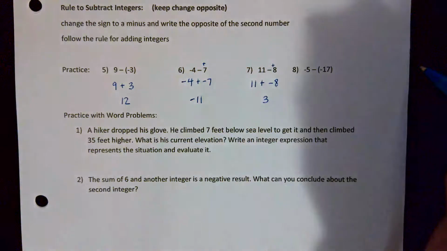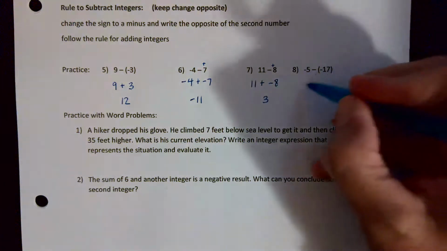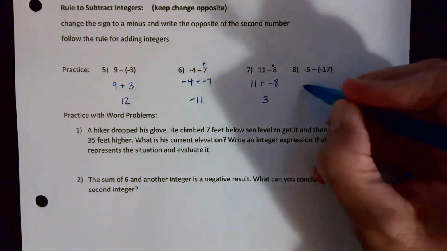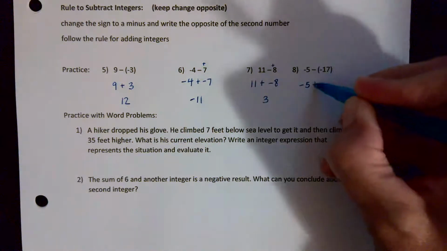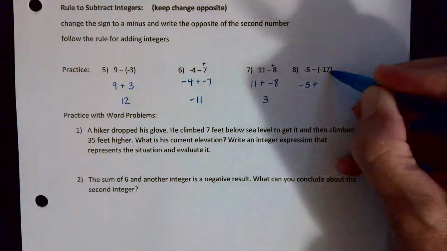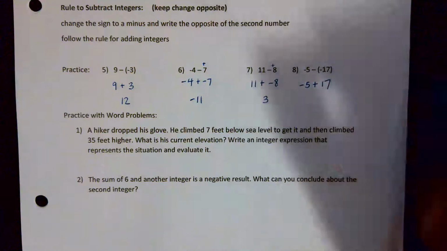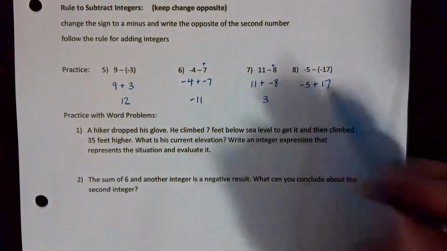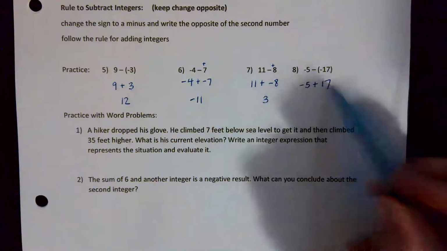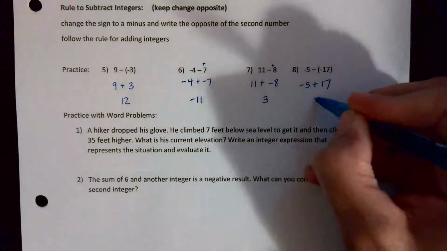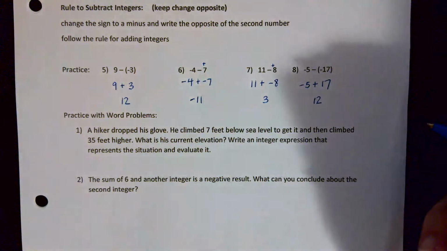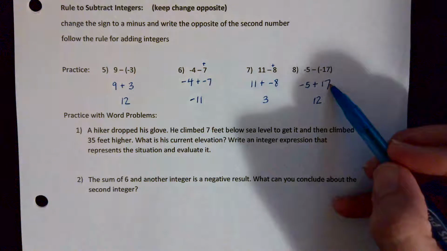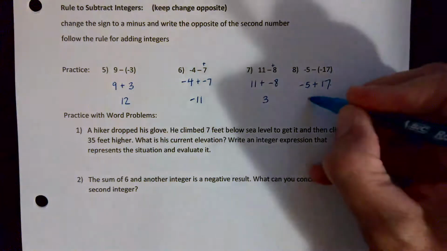And finally, -5 minus a -17, I keep the -5, I change the minus to a plus, and the opposite of a -17 is a +17. So I have different signs. When different signs difference, subtract those two, so that's 12. And I take the sign of the one with the highest absolute value. This was 17 units from 0, so this is a positive.